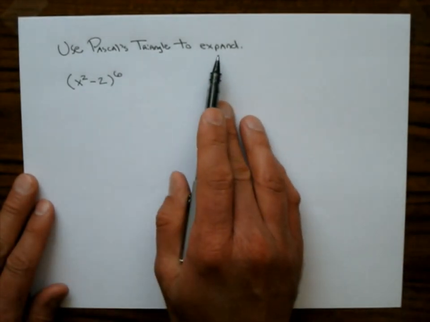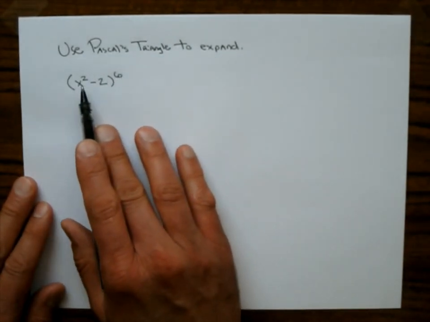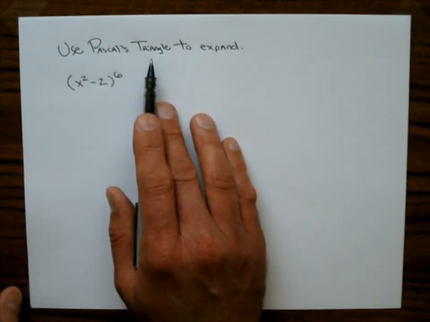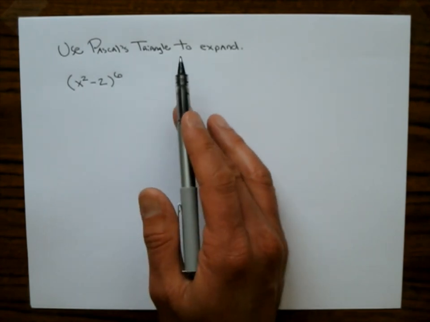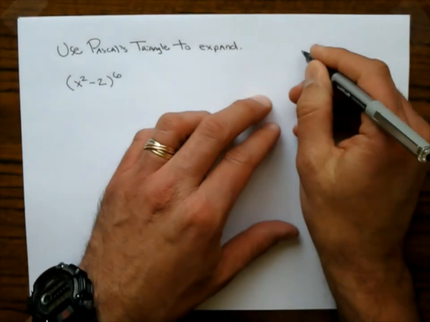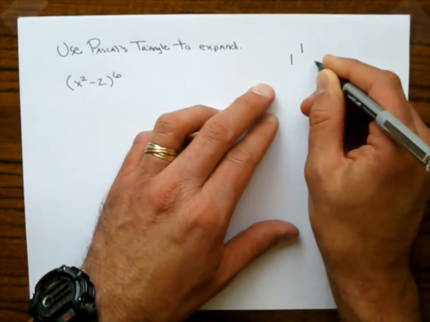Use Pascal's triangle to expand. So some of the problems ask you to expand, and some say, hey, what is the term that has like an x to the fourth in it? And then, of course, if you know how to do this, you'll know how to do those other ones. Pascal's triangle starts off with ones down the sides.